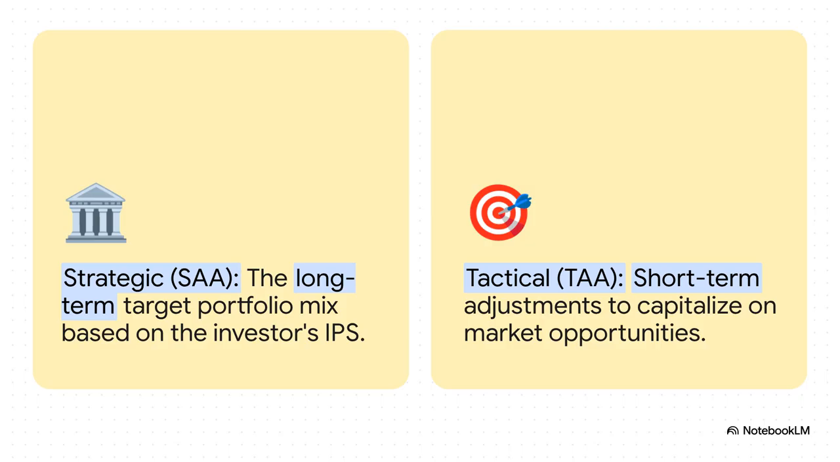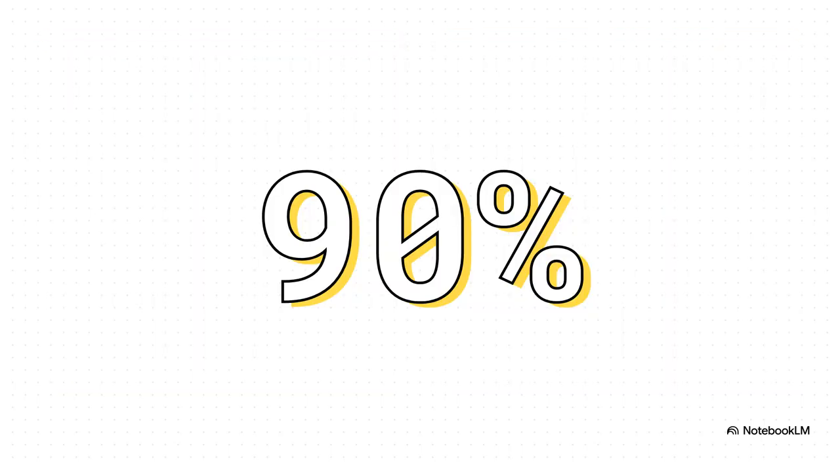Then you have tactical asset allocation, or TAA. This is when you make short-term, temporary shifts away from that strategic mix because you think you can capitalize on a market opportunity. The easy way to remember it is that SAA is about time in the market, while TAA is about timing the market. So you've got your long-term strategy and your short-term tactics. Which one matters more? Well, the evidence on this is absolutely overwhelming.